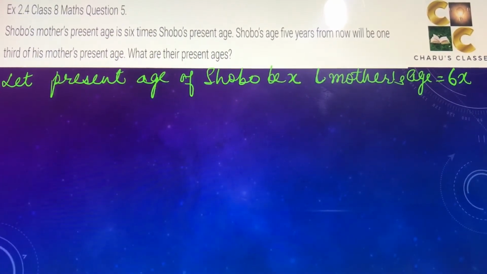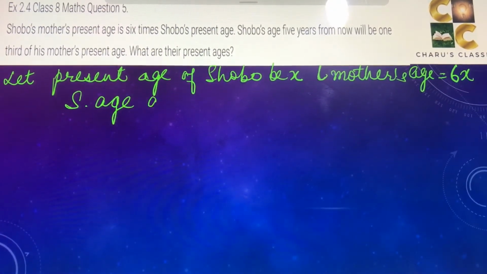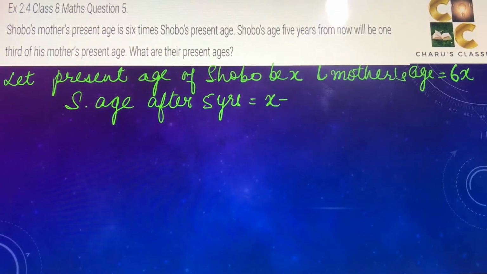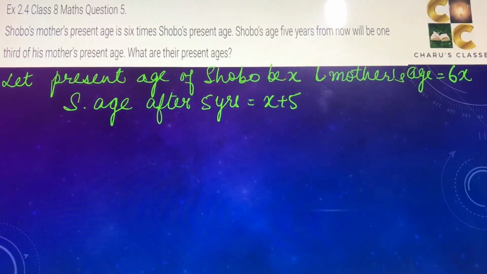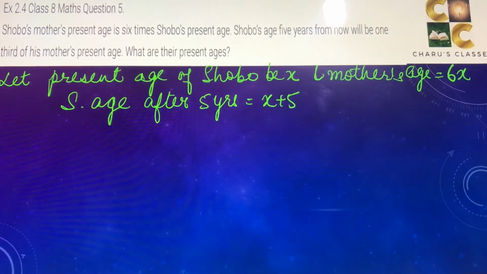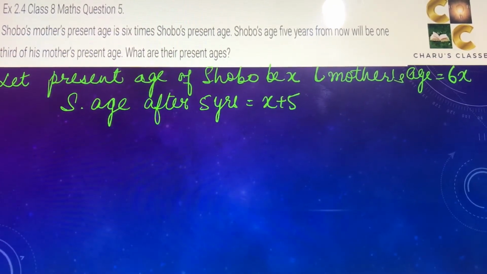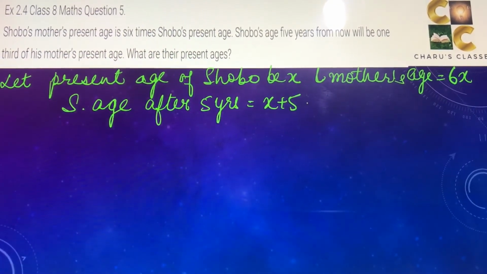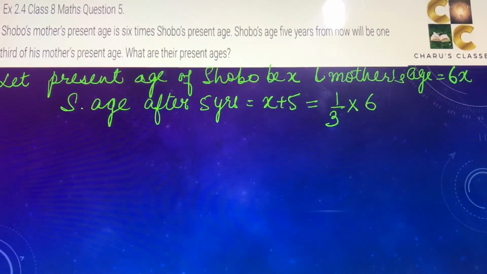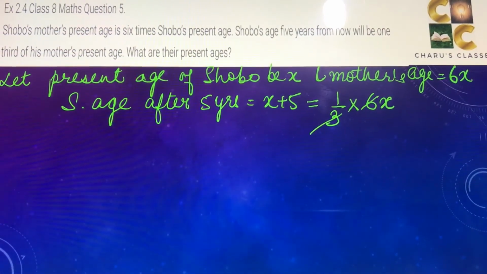Now after 5 years, दोनों की age में 5 add हो जाएगा. So Shobo's age after 5 years, this will become x plus 5. Okay, now it is given that Shobo's age 5 years from now will be 1/3 of his mother's present age. So this x plus 5 is 1/3 of the mother's present age, which is 6x. So this is our equation.